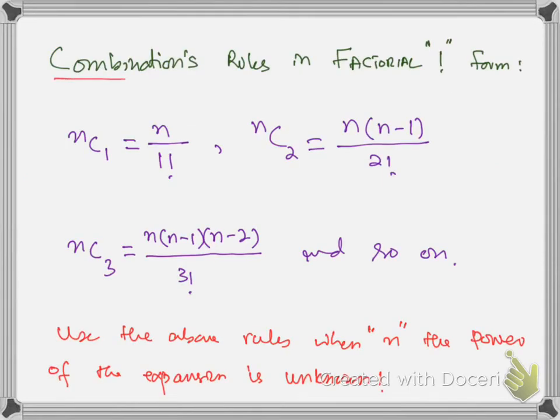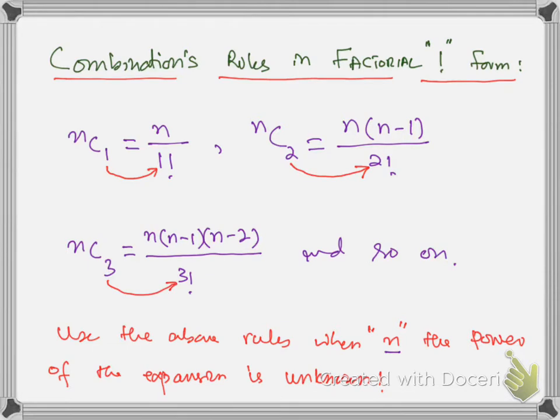Combination rules in factorial form. We need these rules when we have to work with the power of the expansion. When the power of the expansion is unknown, then we use these rules to get the value of n. Well, nC1 can be written as n upon 1 factorial. Since we have 1 here, therefore we should write this number here as 1 factorial, meaning they both are the same numbers. Like we have 2 here, so we must have 2 factorial. Since we have 3 here, so write 3 factorial here.